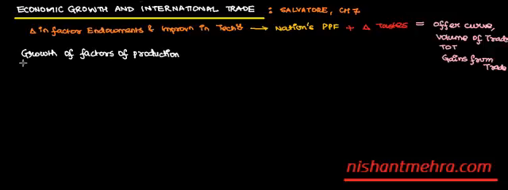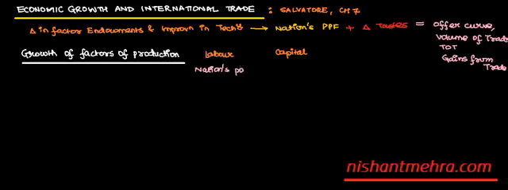So, in our analysis, there are two factors of production. One is labor, another is capital. Now, a nation's population will increase over time. Right? When a nation's population increases, eventually the nation's labor force will also increase. Out of this population only, the labor force will come, the labor force will increase. Right?